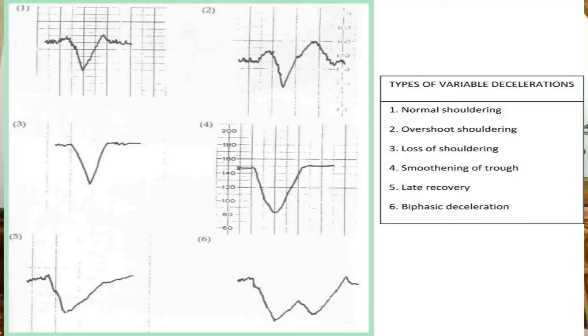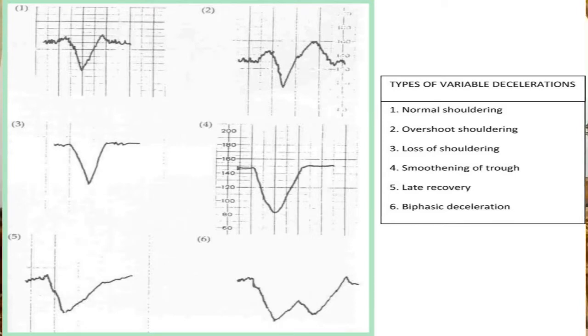Variable decelerations can be considered as reassuring, non-reassuring, or abnormal according to their duration and according to presence or absence of concerning characteristics. Concerning characteristics of variable decelerations are if the variable deceleration lasts more than 60 seconds, like this picture, the square in between the two limbs of the deceleration is more than one square. The square is 60 seconds.